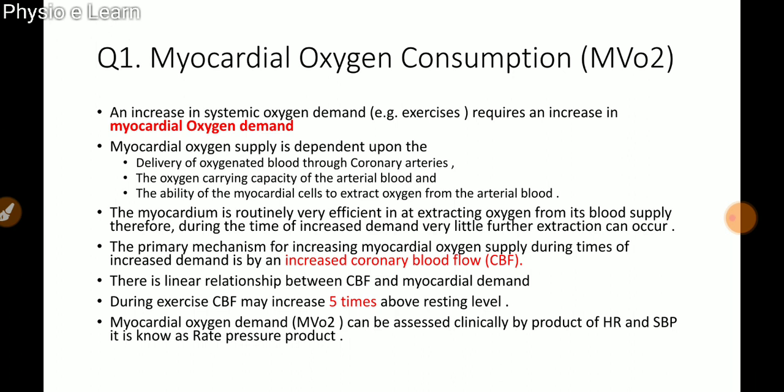During exercise, the coronary blood flow may increase 5 times above the resting level, which explains the linear relationship between the coronary blood flow and the myocardial oxygen demand. Myocardial oxygen demand, or MVO2, can be clinically assessed by the product of heart rate and systolic blood pressure. It is also known as the rate pressure product. So, rate pressure product is the multiplication of heart rate and systolic blood pressure.